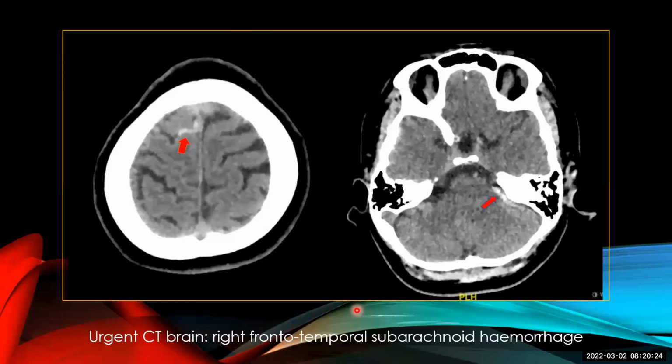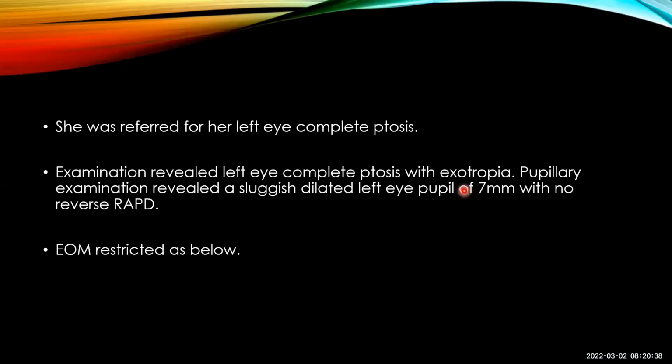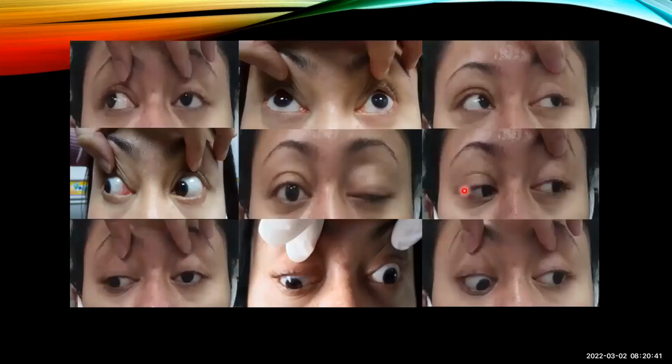This is the initial CT scan done in the emergency department showing right frontotemporal subarachnoid hemorrhage. She was then referred to us for eye assessment, having said that there is left eye complete ptosis. And when we saw the patient, this is the nine-gaze picture that we see. From the primary position, what we can see here is the left eye complete ptosis covering the visual axis when the right eye is looking straight. And there is limitation of superior gaze as well as depression here. When the patient is looking right side, right down, the left eye failed to adduct and failed to depress.